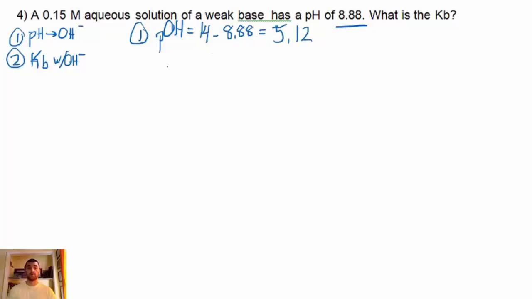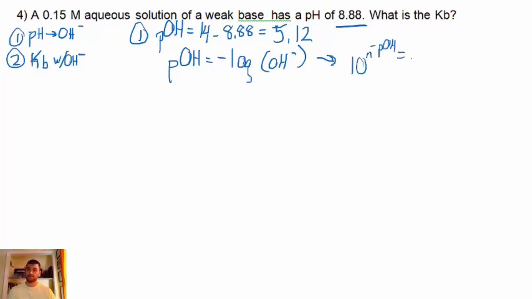Now we know pOH also has to equal the negative log of the OH minus concentration. So we do a little algebra and we get 10 to the negative pOH has to equal the OH minus concentration. And I do a little math right there and I get 7.59 times 10 to the minus 6. So that's my OH minus concentration.